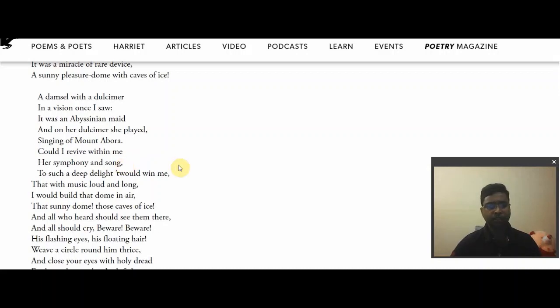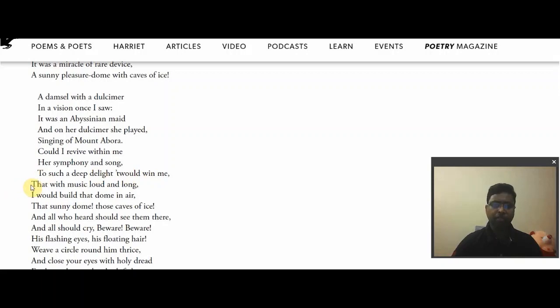The poet confesses that to such her symphony and song, I want to recreate it. Her symphony and song, which I heard long ago perhaps, or heard in my vision, that to such a deep delight it would win me. So he says that that song would have a deeper impact upon his sense of delight. It would win over himself. Win over himself means it would completely absorb himself with a deep sense of delight. Now, this subjective sense of delight is a typical feature of romantic poetry, as we have seen in many texts of John Keats, many texts of Shelley also.